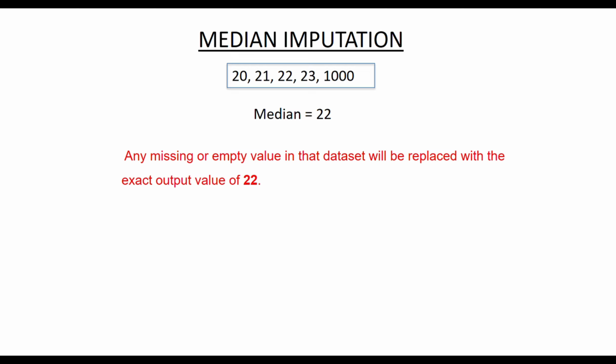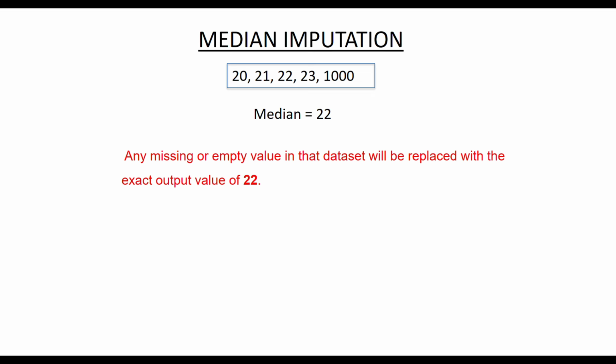The next technique is median imputation. The median is the middle value when the data is arranged in sorted order. Consider these values: 20, 21, 22, 23 and 1000. The value 1000 is an extreme outlier, but the median is still 22. This is why median imputation is often preferred when the data is skewed or contains outliers. So any missing or empty value in that dataset will be replaced with the median value of 22.